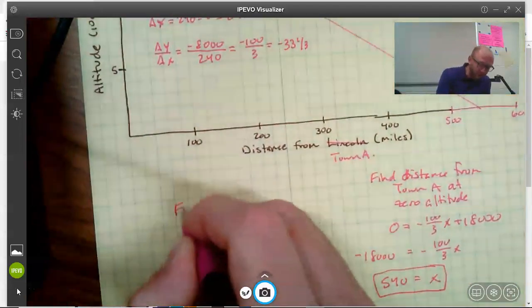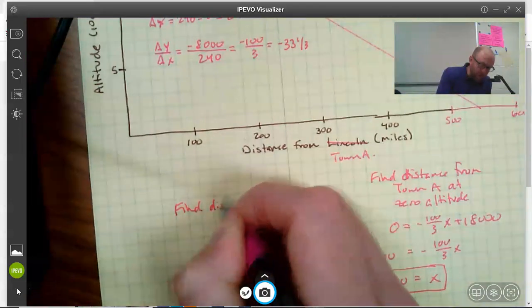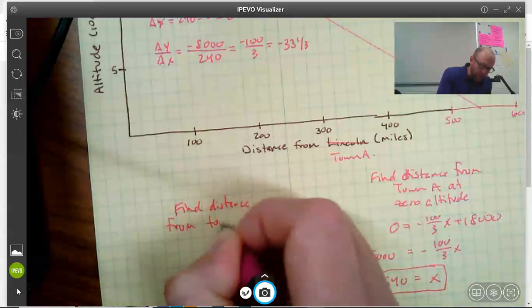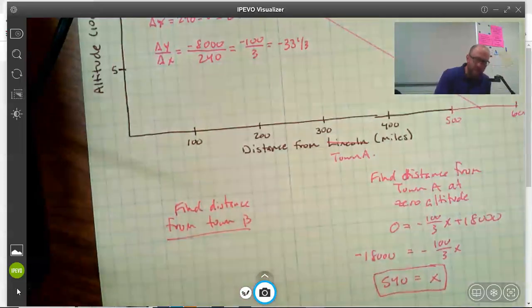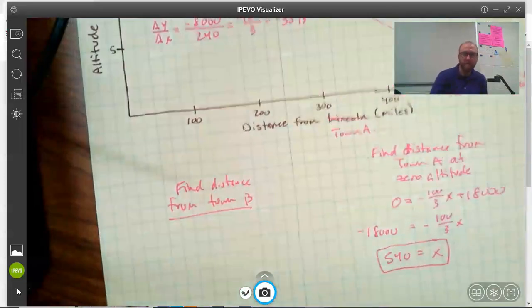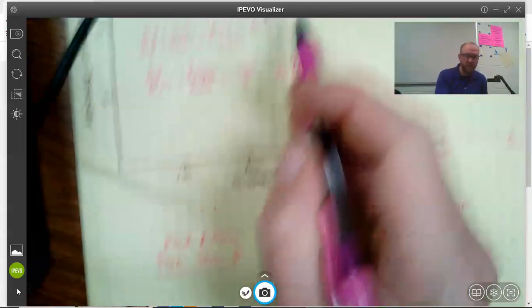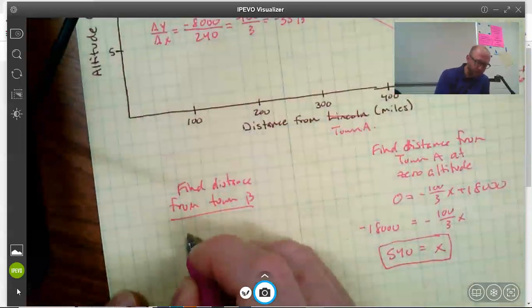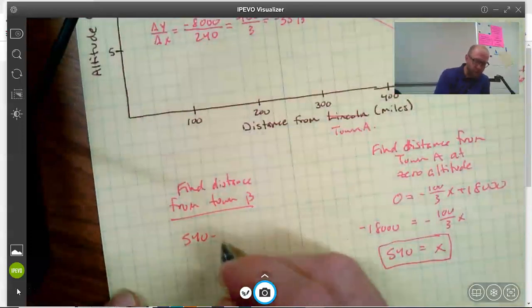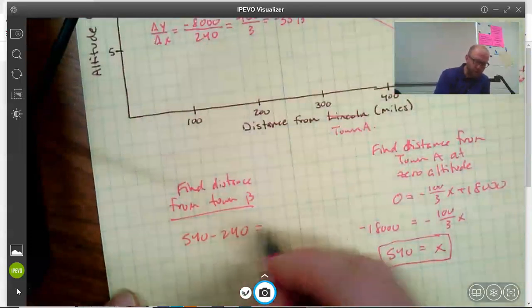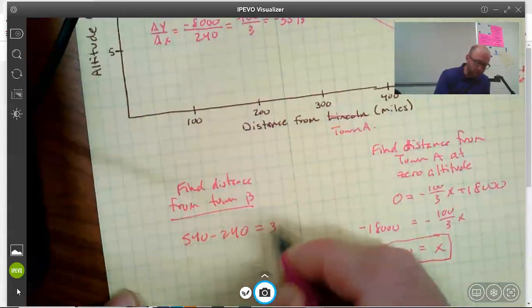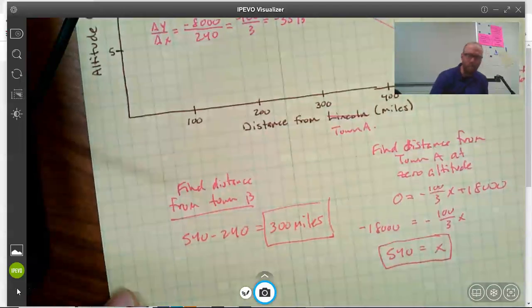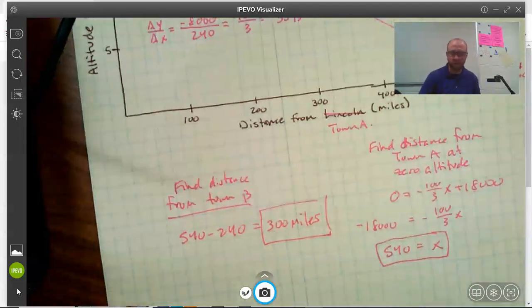Okay, so that's a distance from town A, but we want a distance from town B. So over here, find distance from town B. And town B was, as we see here, 240 miles in already. So it's 540 minus 240 equals 300 miles. So we're 300 miles from town B.